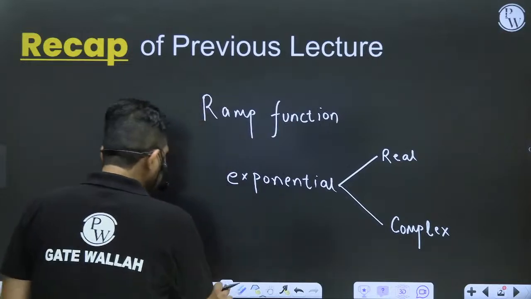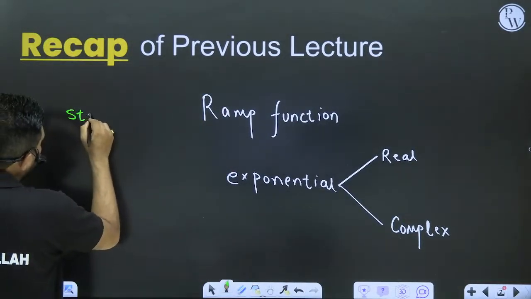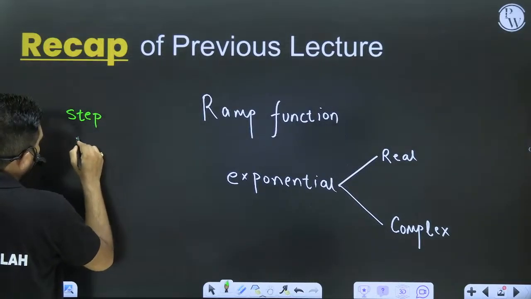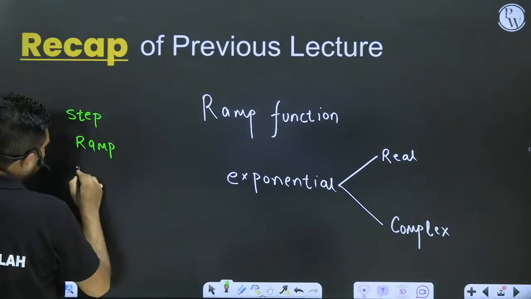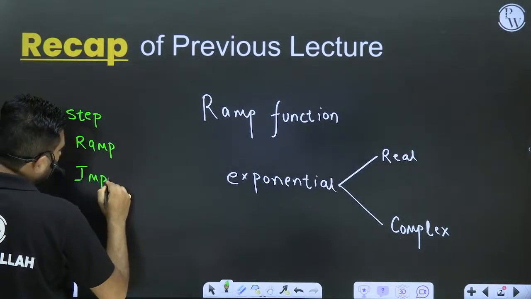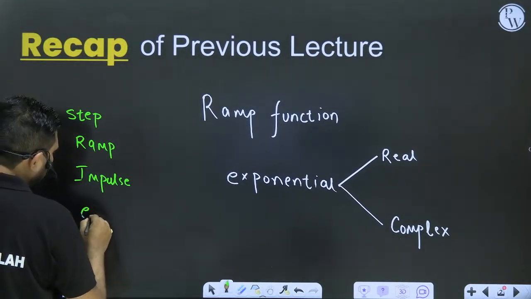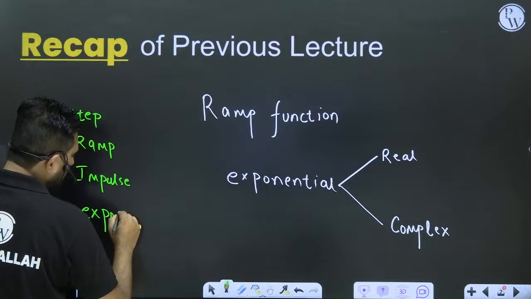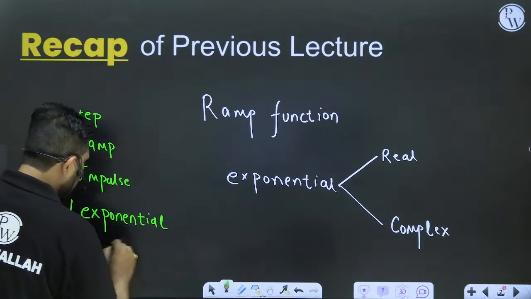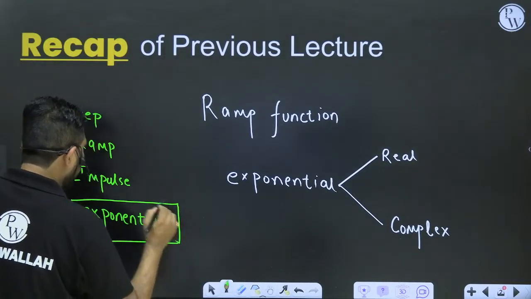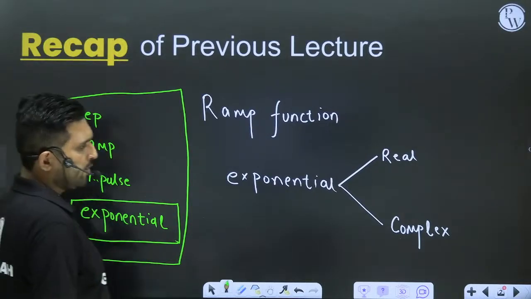So how many elementary functions have we covered till now? I think we have covered the step function, we have covered the ramp function, and we have covered the impulse. Today we will cover the exponential. So this I will cover today, and I think then we will have covered enough elementary functions.